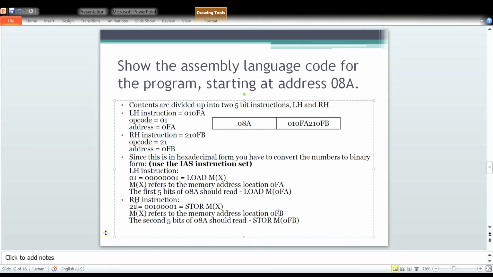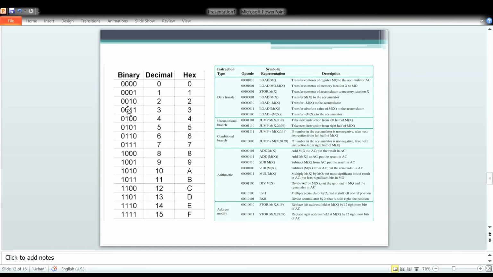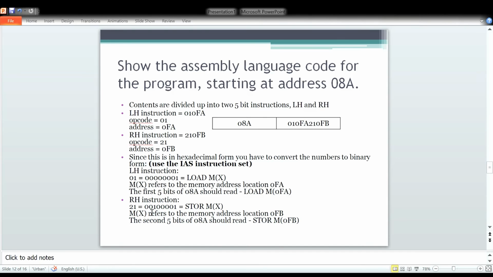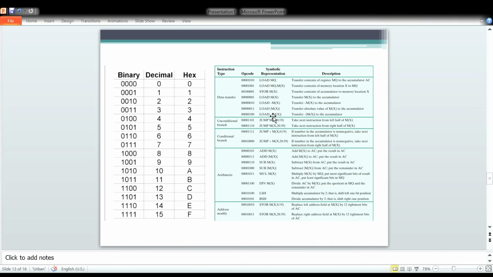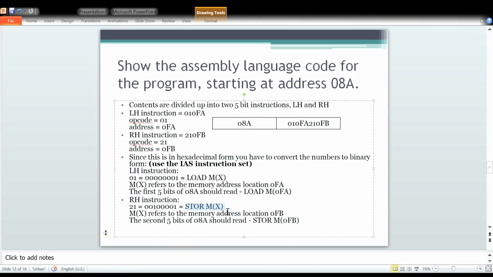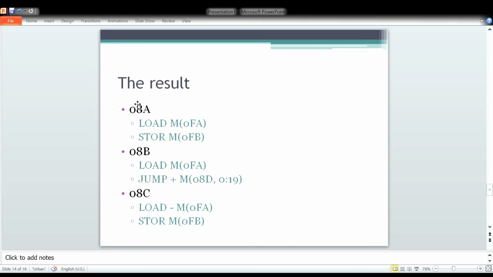Do the same thing with the right hex instruction, 2, 1, and then we find the hexadecimal and do the binary. So we have 0010 for the 2, and then 0001 for the 1. Then we find the instruction. We have store M(X) here. We change it into store M(X), then we replace the X with the address, which is 0FB. Then we change it into store M(0FB). Do the same steps until you get all the results.